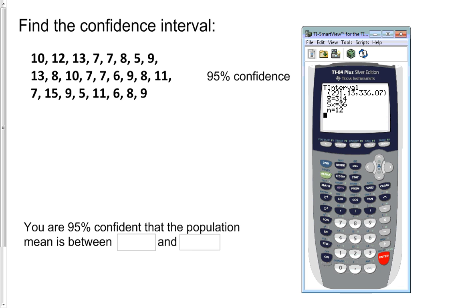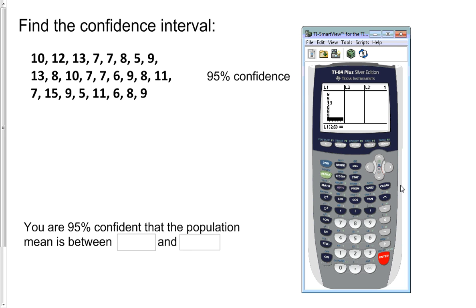Well, this time, we're going to start the way you'd expect. We're going to go to our stat edit, fill in our stat list, clear whatever data we have in there now, and let's go ahead and punch these values in. 10, 12, and I'm going to skip ahead so that I don't bore you as I type in numbers, but type in that whole list there. Alright, I got all the numbers typed in here.